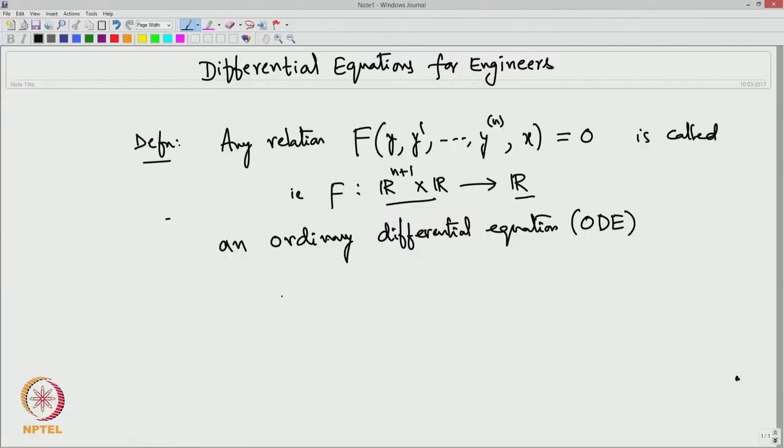If you have more than one independent variable, let us say I have a relation, any relation F from R^n, so I do not know exactly how many I will have. If I take two independent variables, I have R^2. Two independent variables, instead of x I have x1 and x2, to finally R, and y is the dependent variable. The dependent variable is always 1, because it is a scalar differential equation.